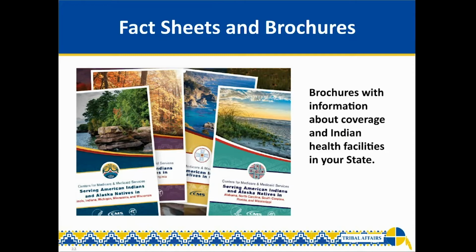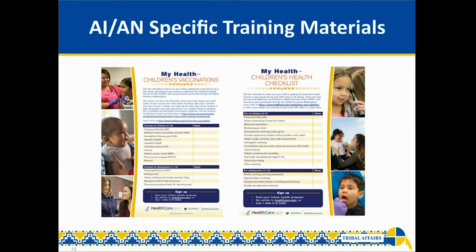All of our materials are available for download on our website or to order from our warehouse. We'll go over how to do that later on in the presentation. Our brochures and fact sheets cover topics like MAGI and Indian trust income, which I mentioned earlier, marketplace protections for American Indians and Alaska Natives, Medicare, and Medicaid.